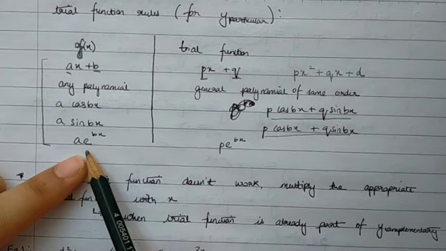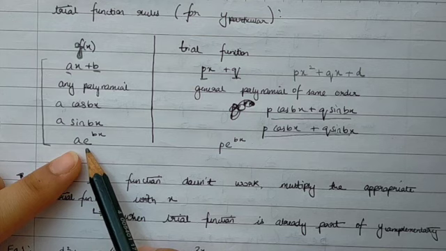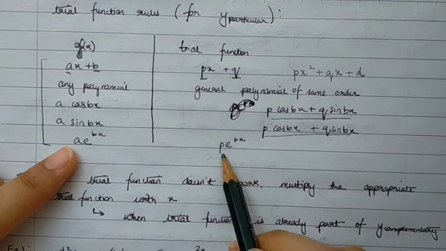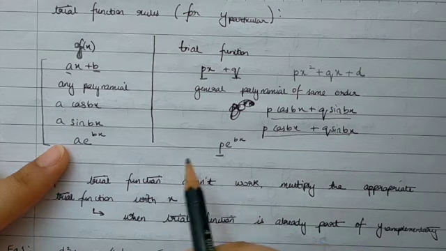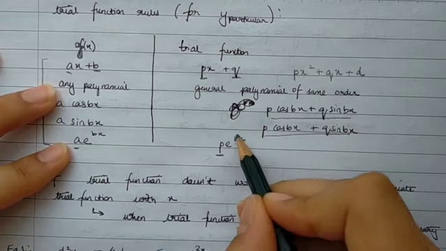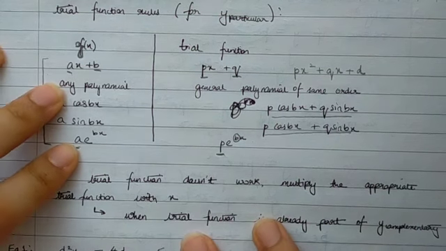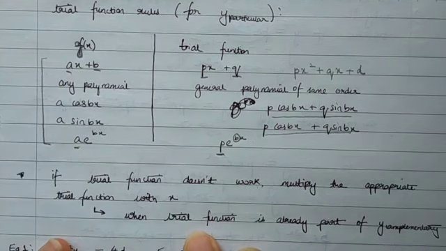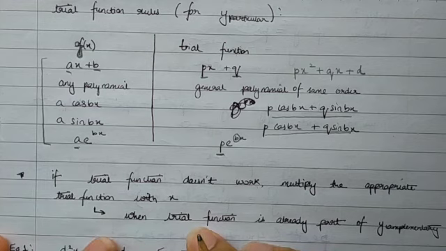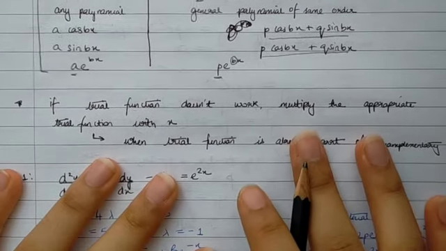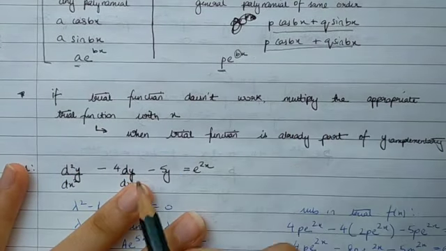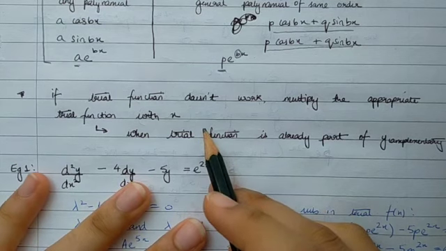The next one is if you have a function of e to the x, then you just have to replace the constant which is in front of the e, but the x in the exponent stays the same. So I hope it's clear how you choose your trial functions depending on what function you have on the right hand side of the differential equation.